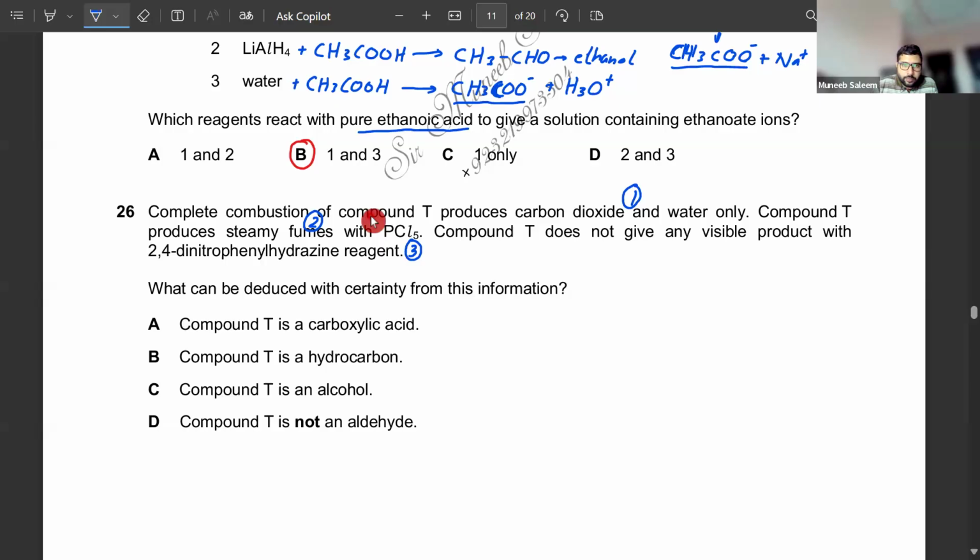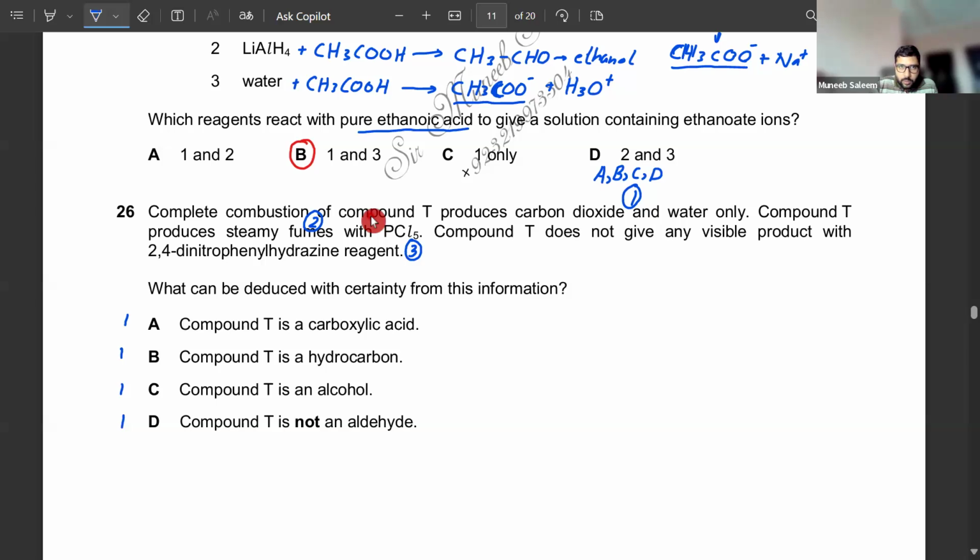So all these options hold statement 1. In other words, statement 1 applies on all the options A, B, C, D, because all of these compounds produce carbon dioxide and water upon complete combustion. So we have all 4 options according to statement 1.